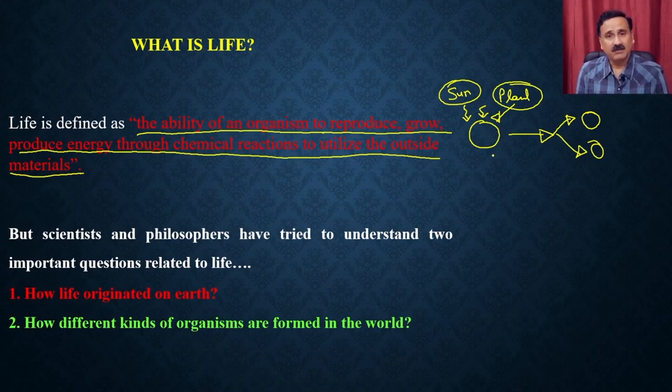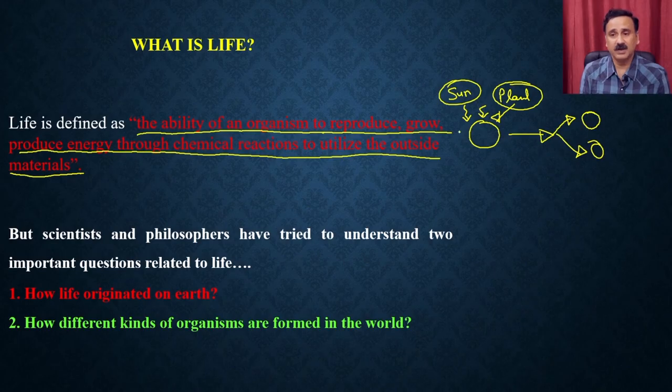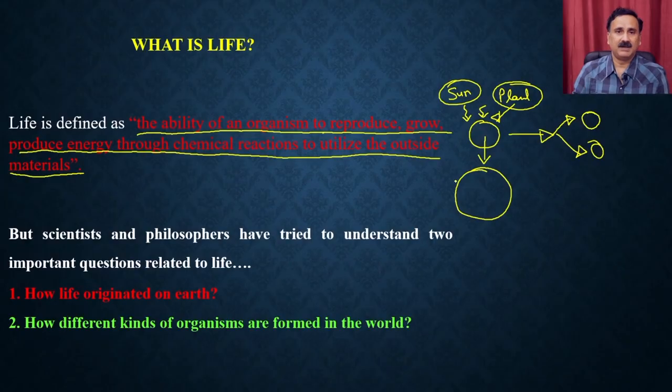As we discussed in the previous module, some organisms are herbivores and some organisms are carnivores. But irrespective of that, life is defined as the ability of an organism to reproduce, which means to give rise to offsprings. Then it can also grow in size. For example, when we are born as a child, slowly we grow in terms of height, our hands become bigger, and we become adults. So that also should be there.